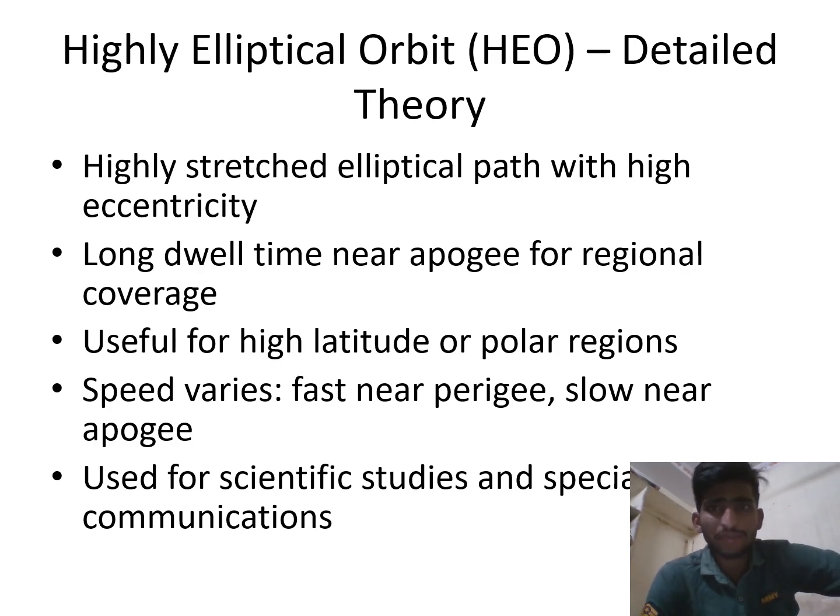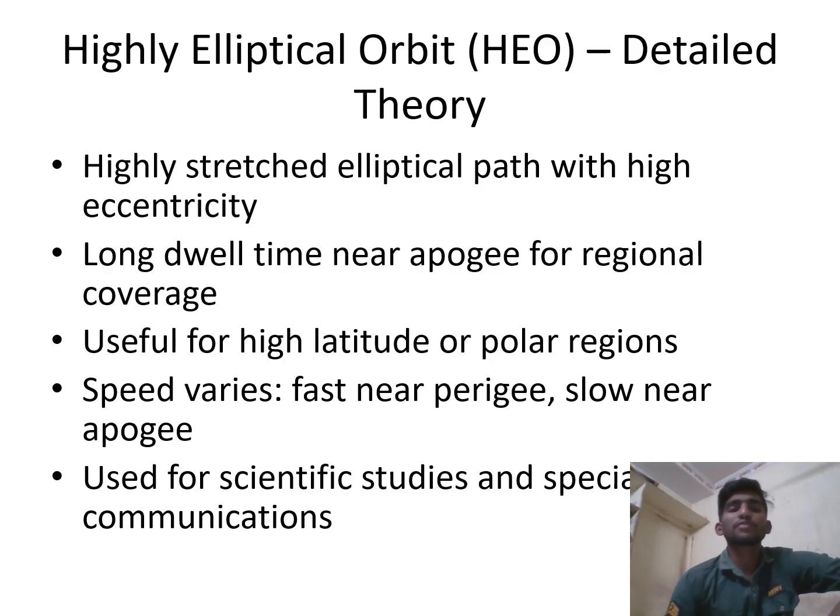HEO means highly elliptical orbit. Highly elliptical orbit is used mostly in Russia for defense. It travels from the north to the southern poles and widely covers the Earth, for example for weather communications. It is a highly stretched elliptical orbit, which has high eccentricity. Long dwell time near apogee gives regional coverage. Useful for high altitude and polar regions.